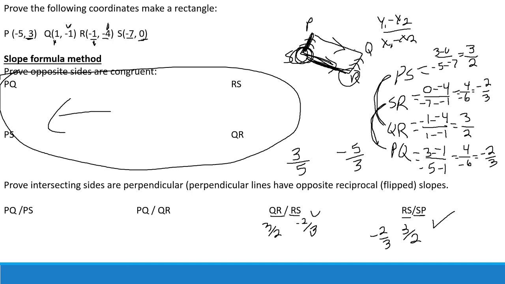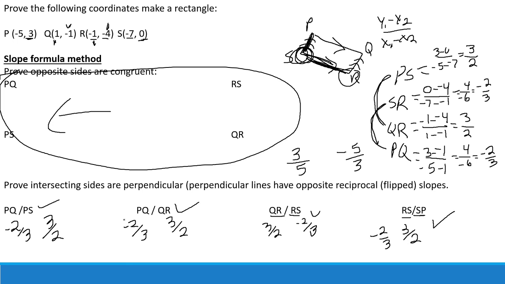What about this one up here? PQ and QR. So PQ is negative 2/3 as a slope. QR is 3 halves as a slope. Those are indeed opposite reciprocals. The fraction is flipped, and one is positive and one is negative. So that would also check out. And the last one, you can probably tell, is going to be the same thing. PQ is negative 2/3. PS or SP, either one you want to say, is 3 halves. And once again, those are indeed opposite reciprocals, so those check out.